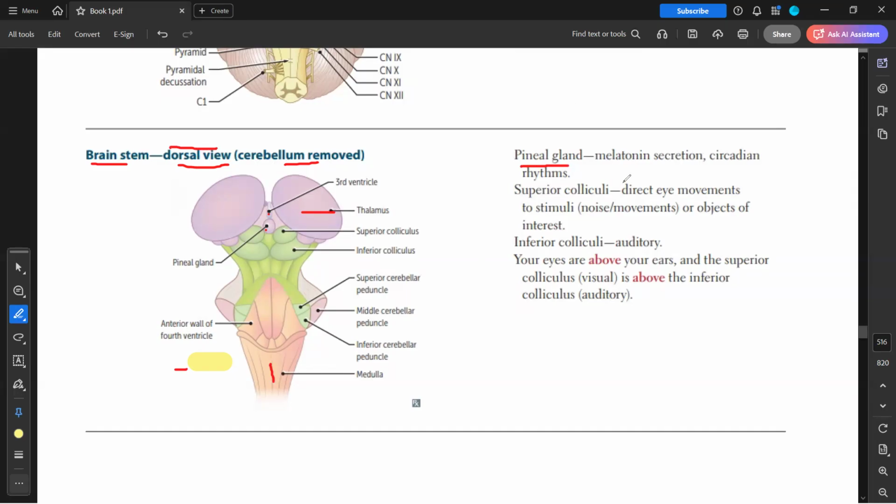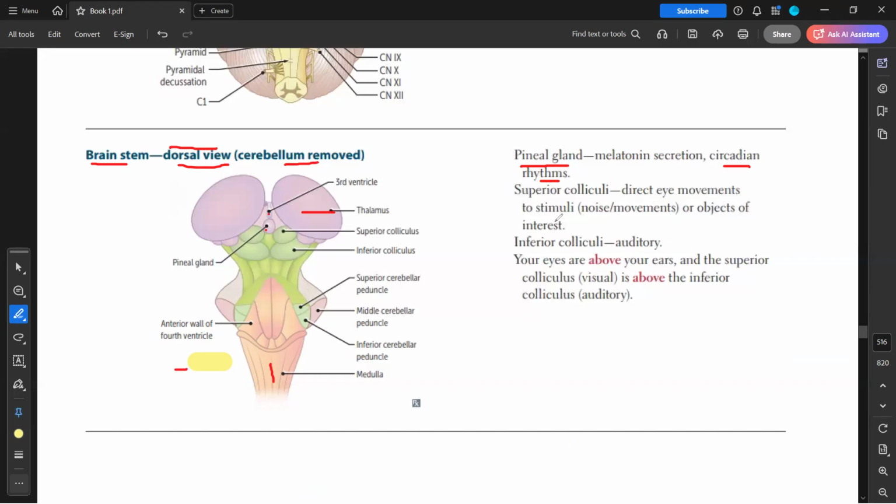What's the function of the pineal gland? Right, melatonin secretion and circadian rhythms. What are they? Your sleep cycles.